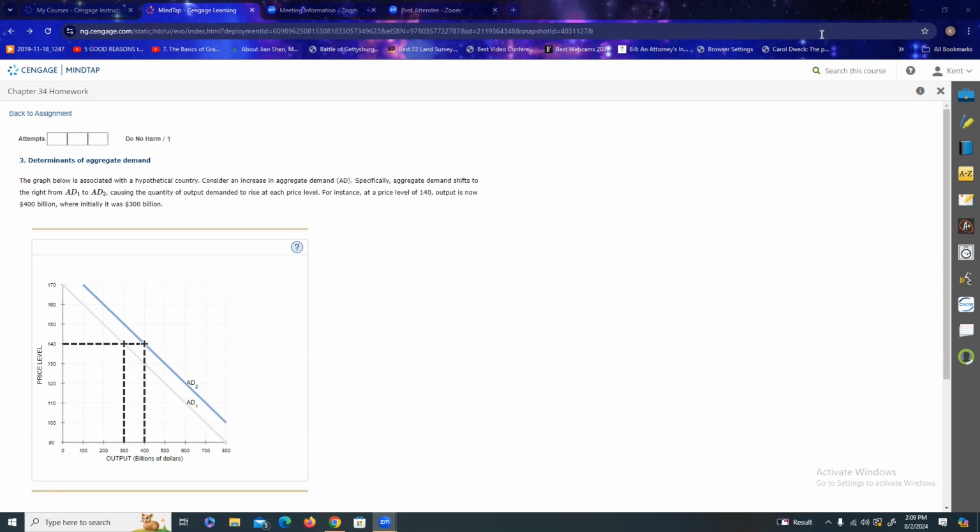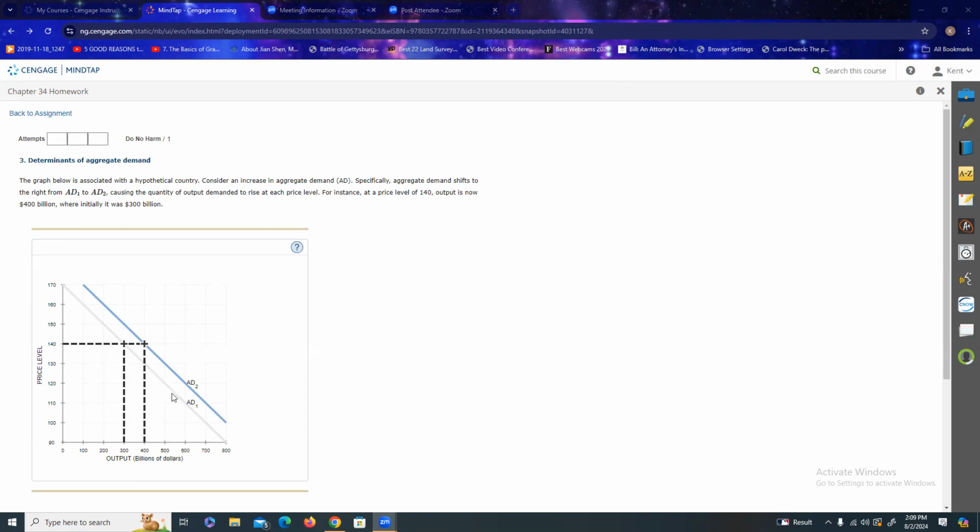I'm going to do a few problems here on aggregate supply and aggregate demand. Here's one, determinants of aggregate demand. The graph below is associated with a hypothetical country. Consider an increase in aggregate demand. Specifically, aggregate demand shifts to the right from AD1 to AD2.